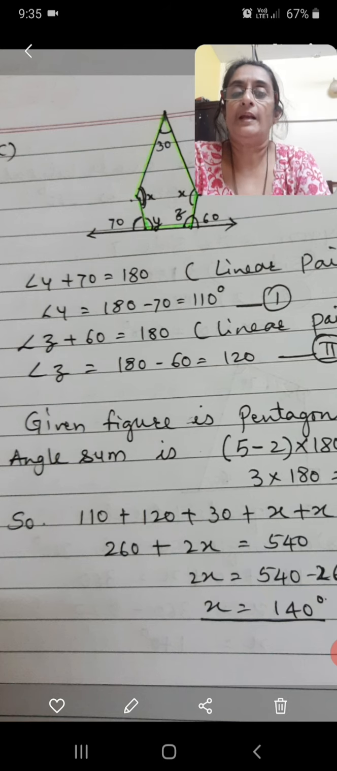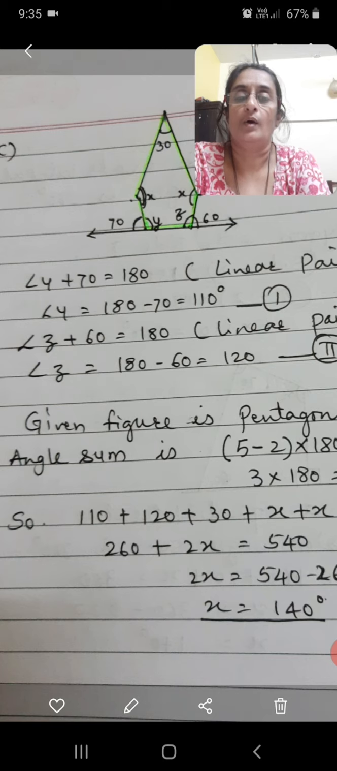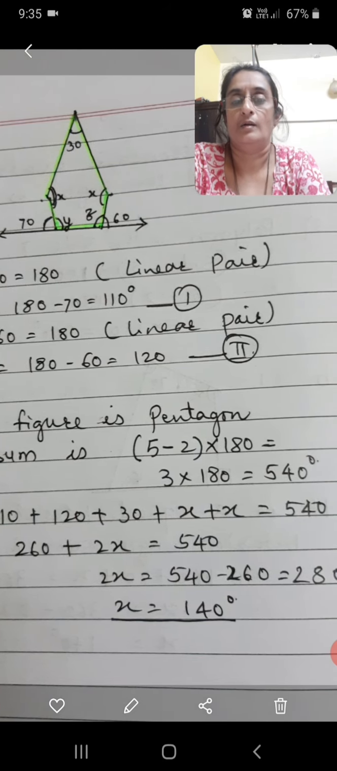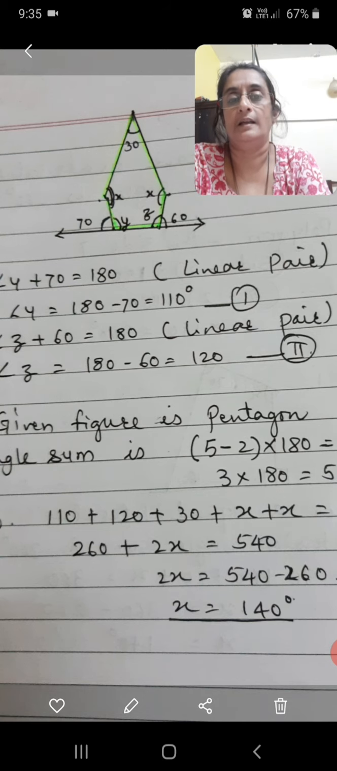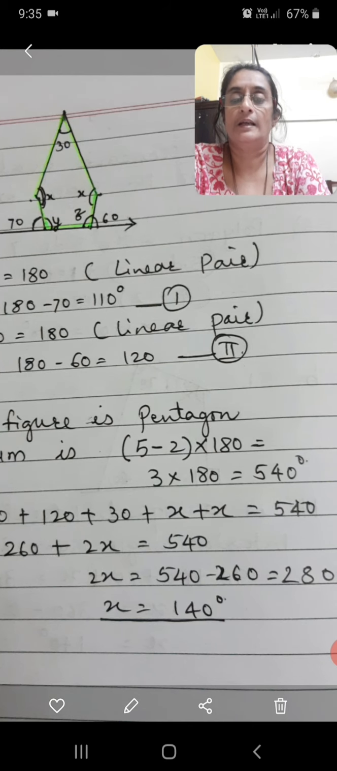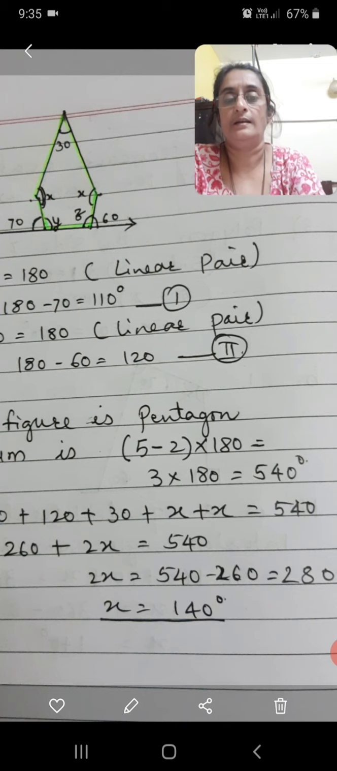Now it is a pentagon. We should know what the interior angle sum is. So using the formula used in the previous sum, we will find the angle sum in the pentagon. So 5 minus 2 into 180 gives 540. So all the interior angles together make 540. Now we know three of them, 110, 120, 30. The remaining two are equal, that is x and x. Solve the equation, you will get the x value as 140. So the remaining two angles which are not given are 140 and 140 each.